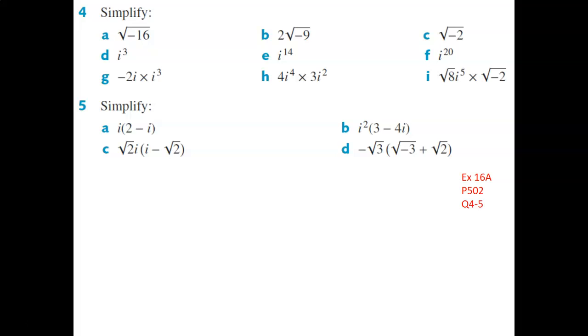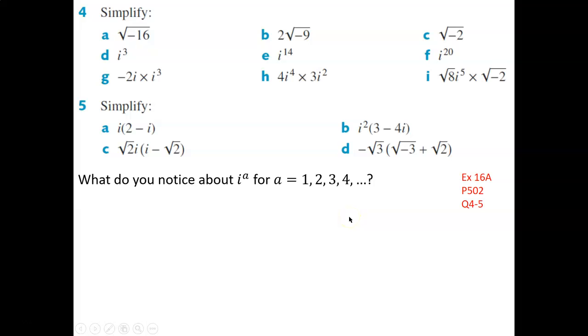So now you can have a go at questions 4 and 5, and while you're doing this, have a think about, can you make any generalizations about i to the power of a, where a is the natural numbers? The more you do this, the quicker you'll get at doing it. It's a bit like times tables. You'll start just memorizing what each of them are.